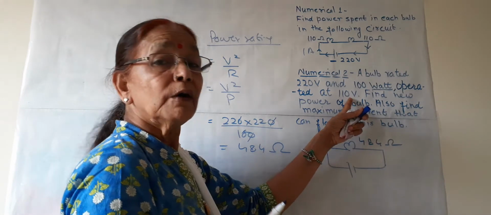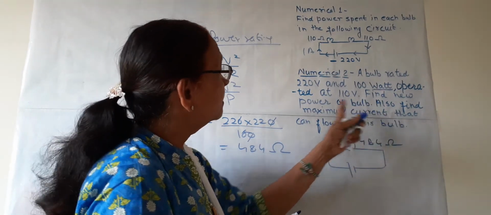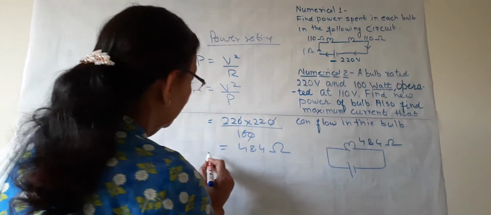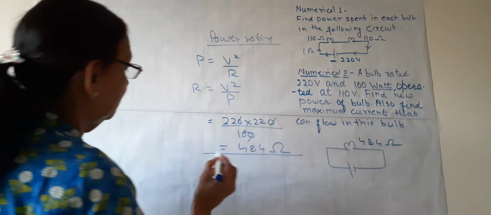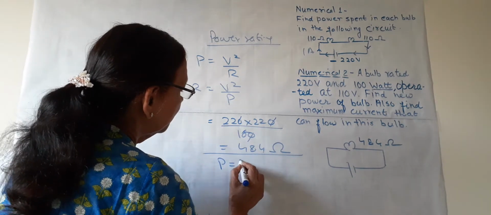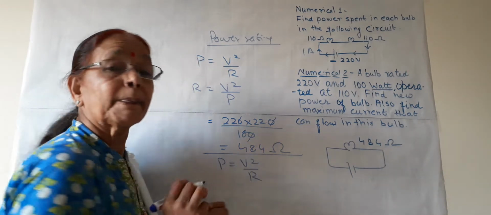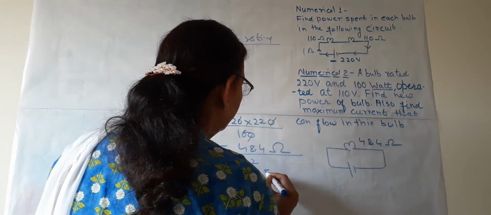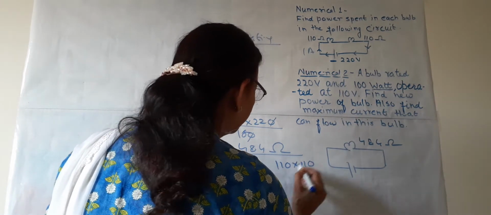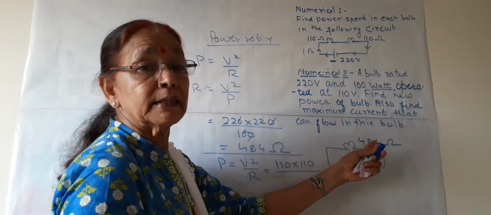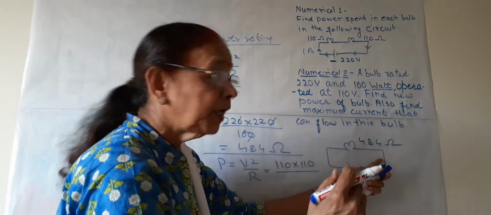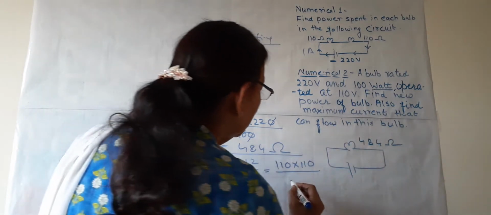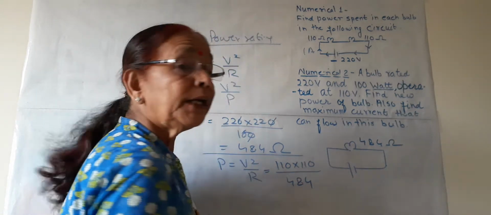Now the voltage is changed. Now the voltage is 110, and he is asking what is the new power of the bulb. So again we will take the same formula, P is equal to V square upon R. For calculating P, we know now V is 110. So we will write 110 into 110 divided by this resistance. As the voltage is changed, the resistance will be the same. So it will be divided by 484.